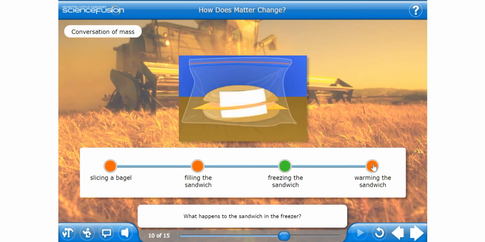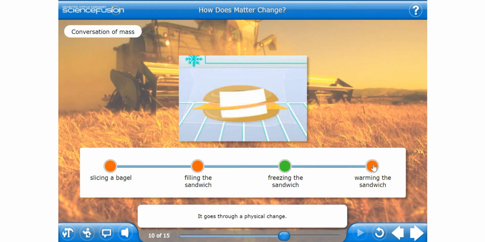What happens to the sandwich in the freezer? It goes through a physical change. What will be the mass of the sandwich after it freezes? It'll be the same. Its mass does not change.